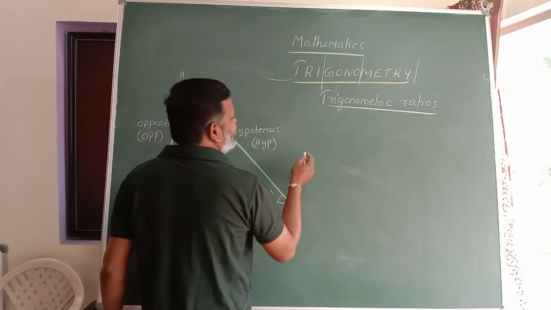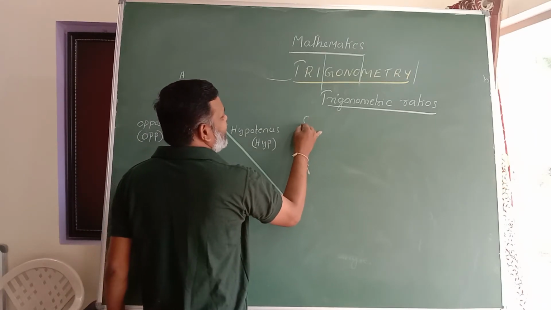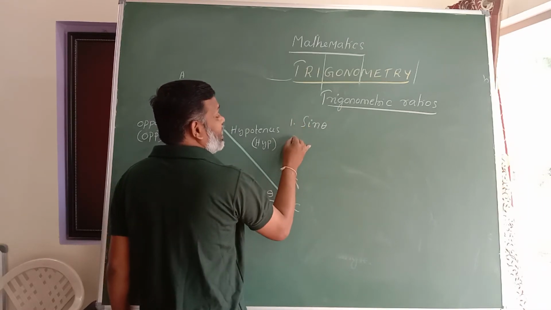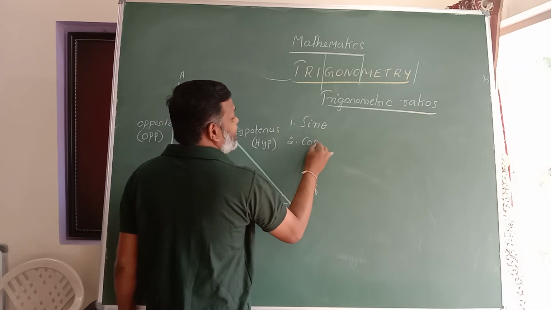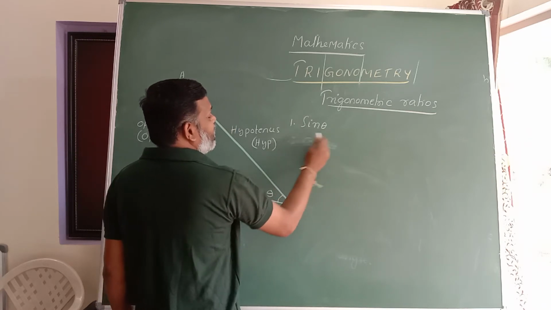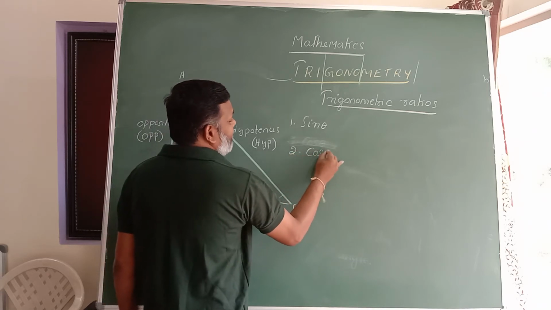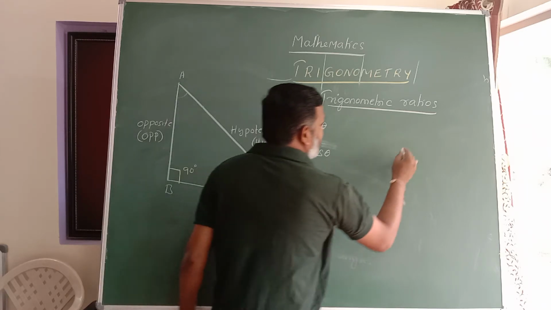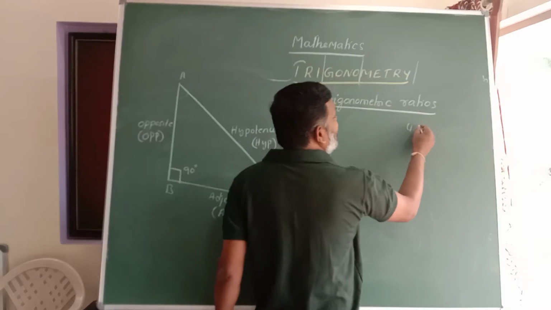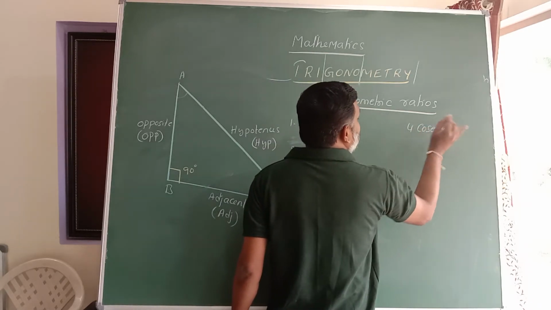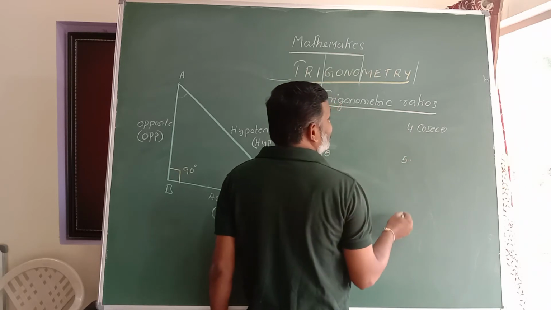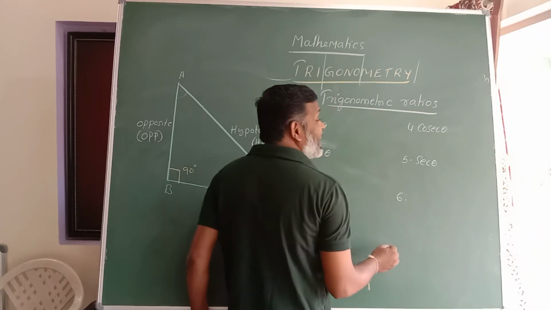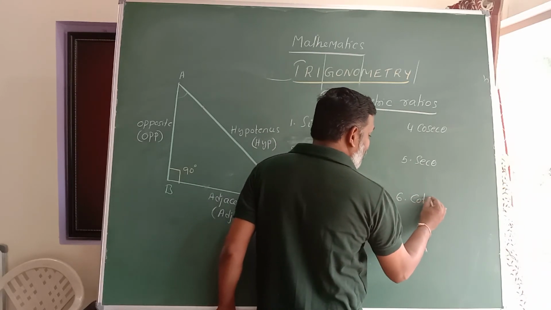What is that? The first one is sine of the angle, written as sin theta. The second one is cosine of the angle, written as cos theta. The third one is tangent of an angle, written as tan theta. The fourth one is cosecant of an angle theta, called cosec theta. The fifth one is secant of an angle theta, secant theta. And the sixth one is cotangent of an angle theta, taken as cot theta.